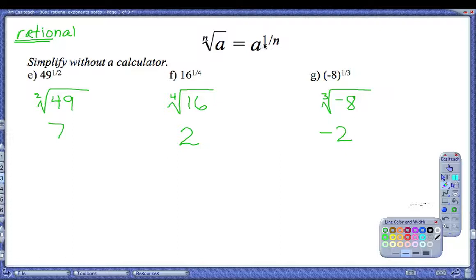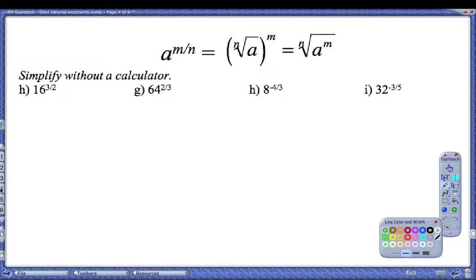Sometimes the numerator is not a 1. So let's look at this example, 16 to the 3/2. You'll see it has a denominator of 2 and a numerator of 3. The denominator is a root, just like in the last examples. The numerator is a power. So let's label that up here in our rule. Denominator is a root. Numerator is a power.